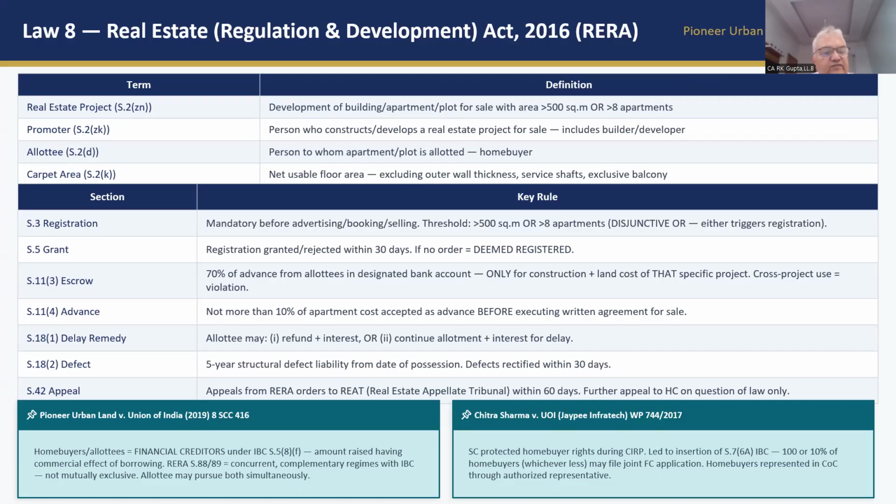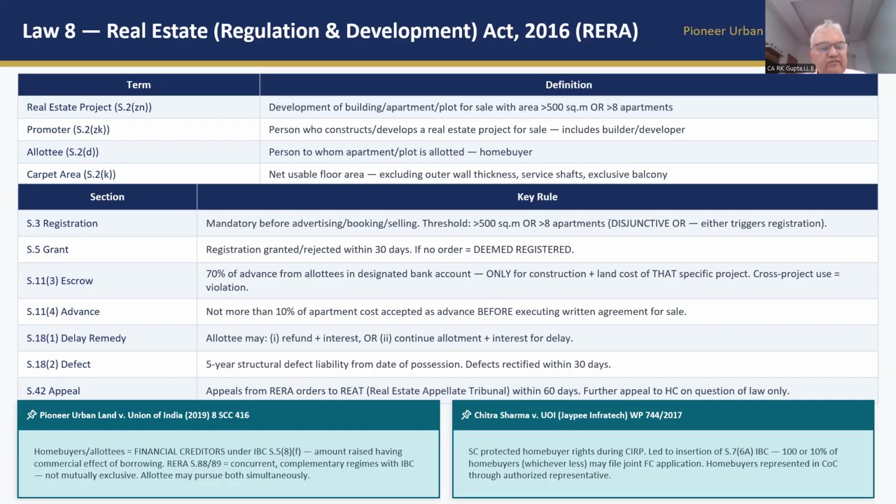Section 11 subsection 4 talks of advances, and not more than 10% of the apartment cost is accepted as advance before executing any written agreement for sale. So if you want to have more than 10%, then you have to execute a written agreement for sale.